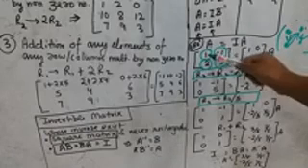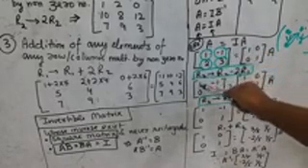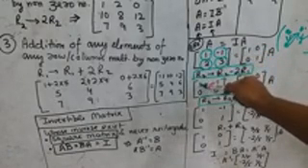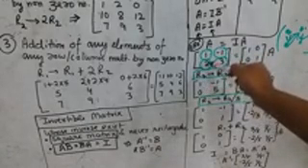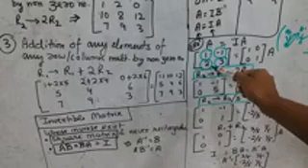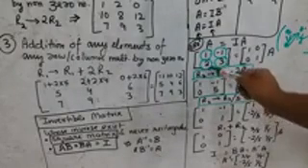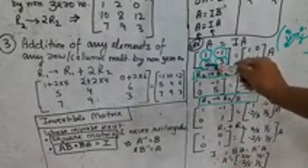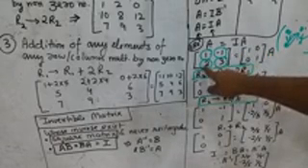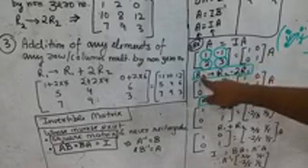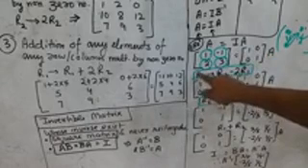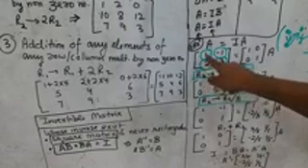So the first element is 1. This is already 1, so there is no need to convert this value. Now comes the next value, 2. This value we have to convert into 0 to make it an identity matrix. So how will we convert this 2 into 0? This is in the second row. So we will apply the operation R2 is going to be converted into R2 minus twice of R1.